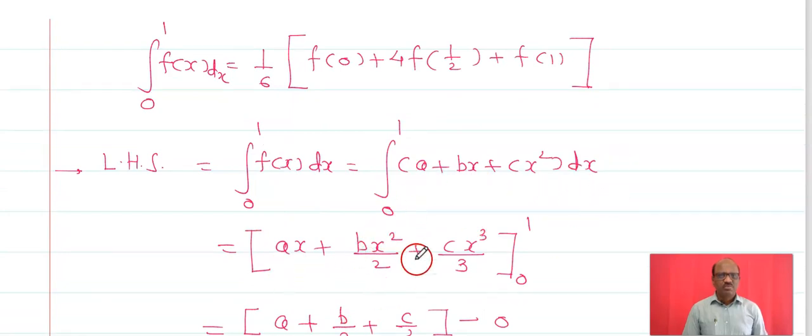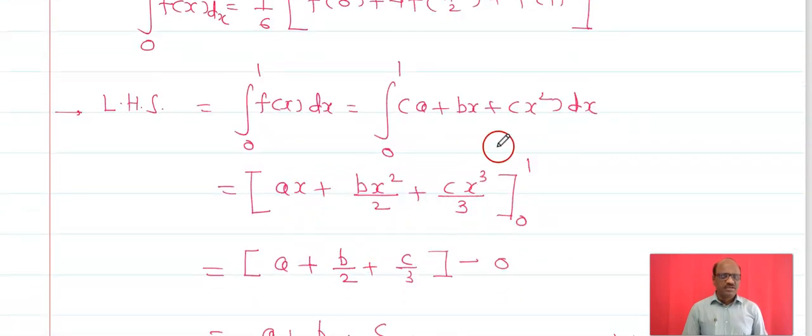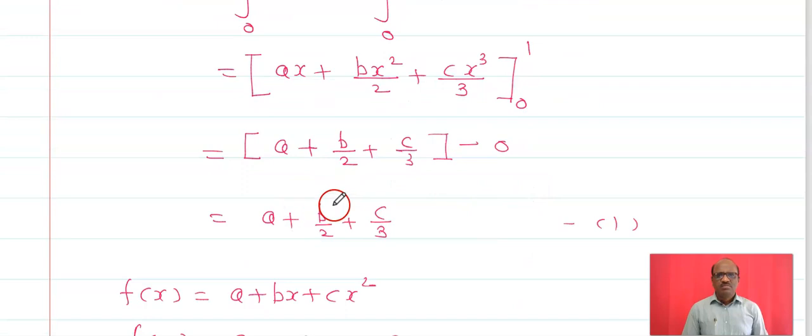ax plus bx square upon 2 plus cx cube upon 3, from 0 to 1. Therefore x is replaced by 1: a plus b upon 2 plus c upon 3. Lower limit is 0, that's why all terms will become 0. And therefore here it is written 0. Then you will get here a plus b upon 2 plus c upon 3. This is the first part.